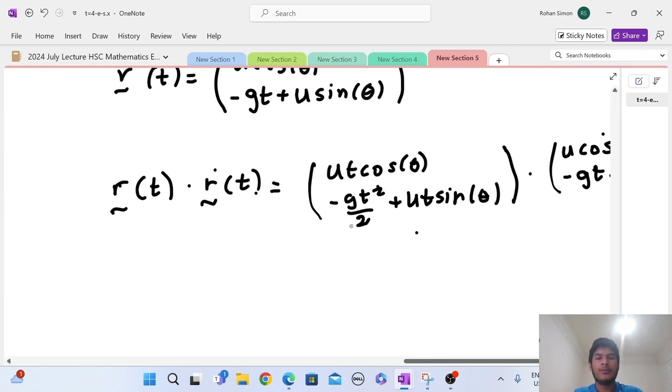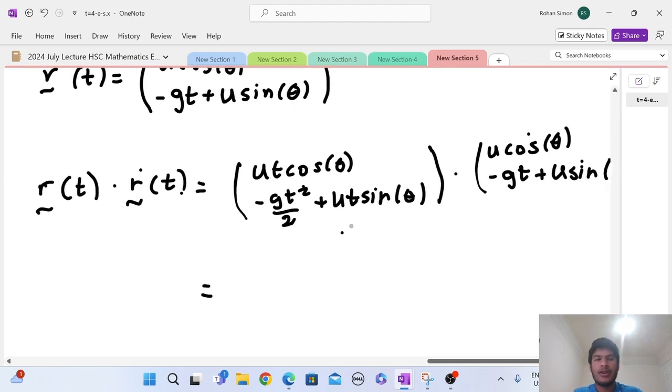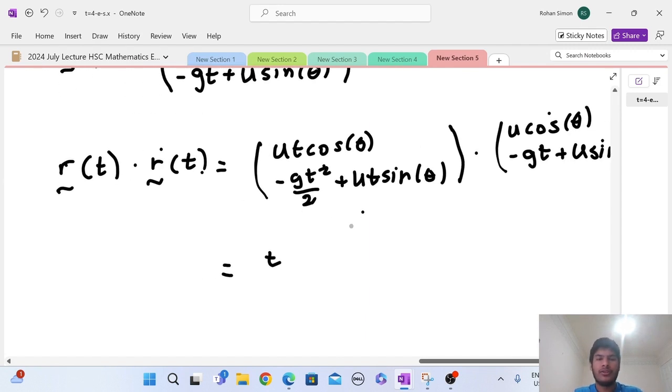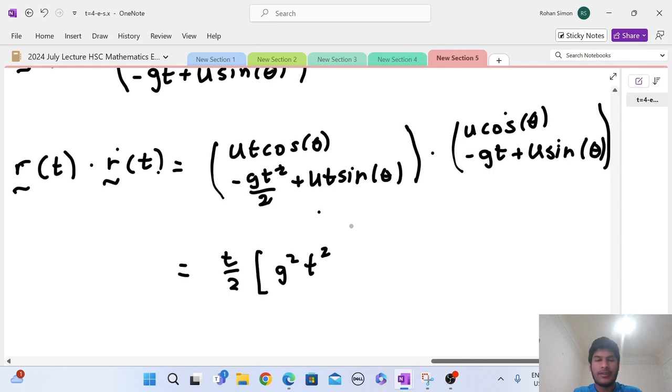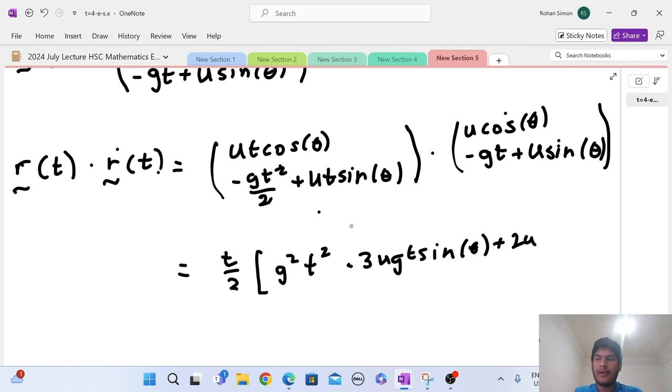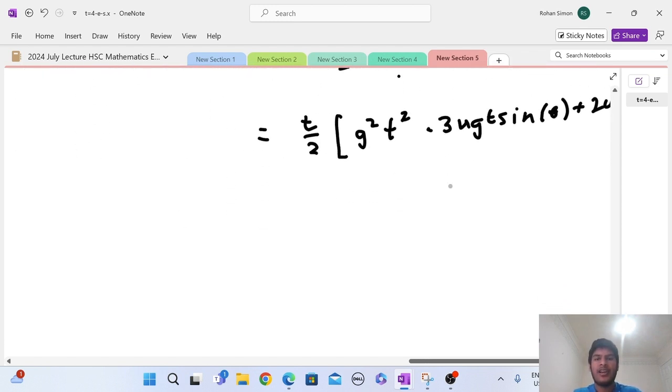And doing a bit of algebra, and I'm going to skip some of the steps, we're going to end up with t on 2 times g squared t squared minus 3ugt sine theta plus 2u squared. Now, to get this expression, by the way, you just use your regular dot product. You multiply the x components, multiply the y components, add them together. If they're perpendicular, this thing has to be equal to 0.